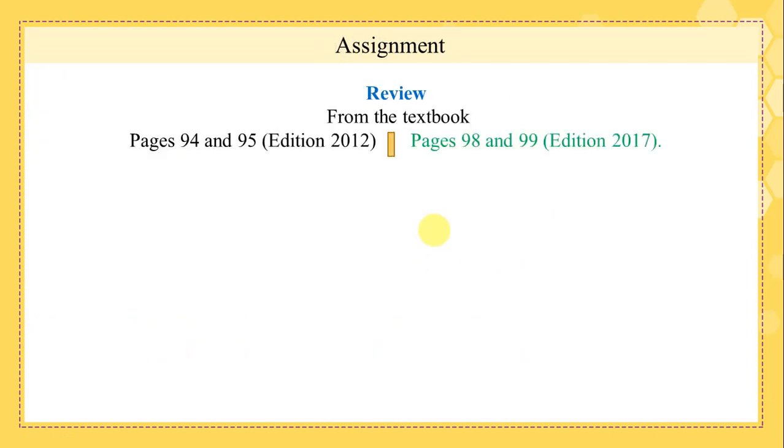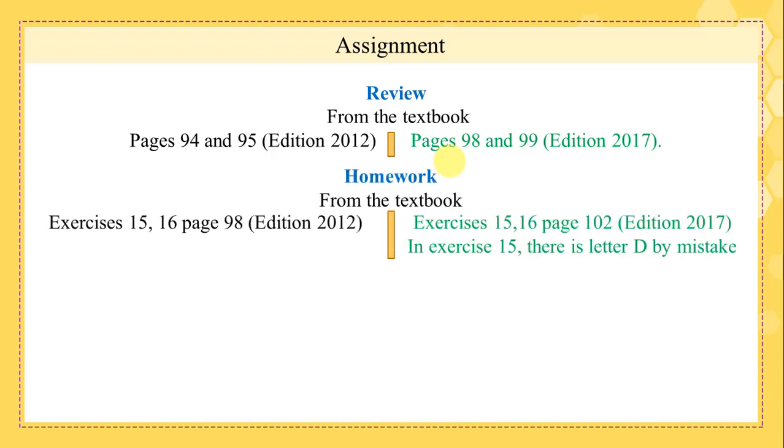Assignment. Review from the textbook, pages 94 and 95 edition 2012, pages 98 and 99 edition 2017. Homework from the textbook, exercises 15-16, page 98 edition 2012, exercises 15-16, page 102 edition 2017. But pay attention, in exercise 15 in the new edition 2017, there is letter D by mistake.